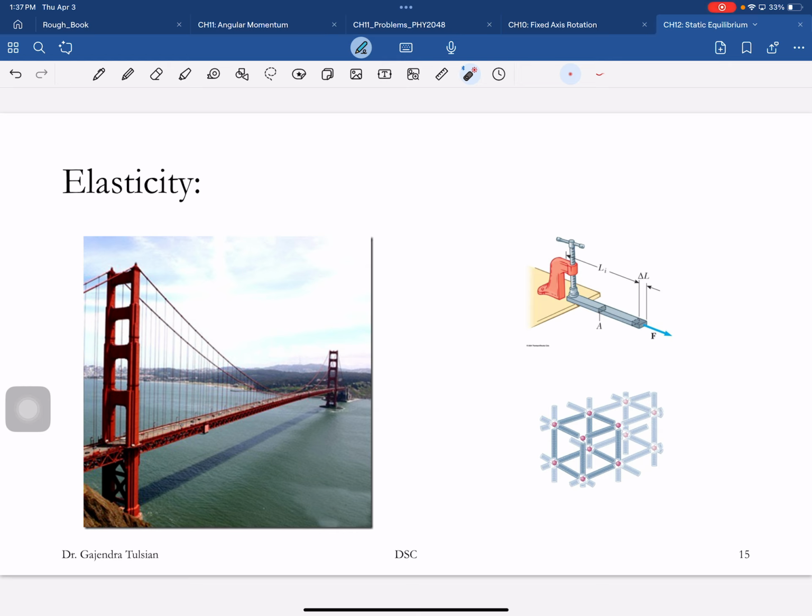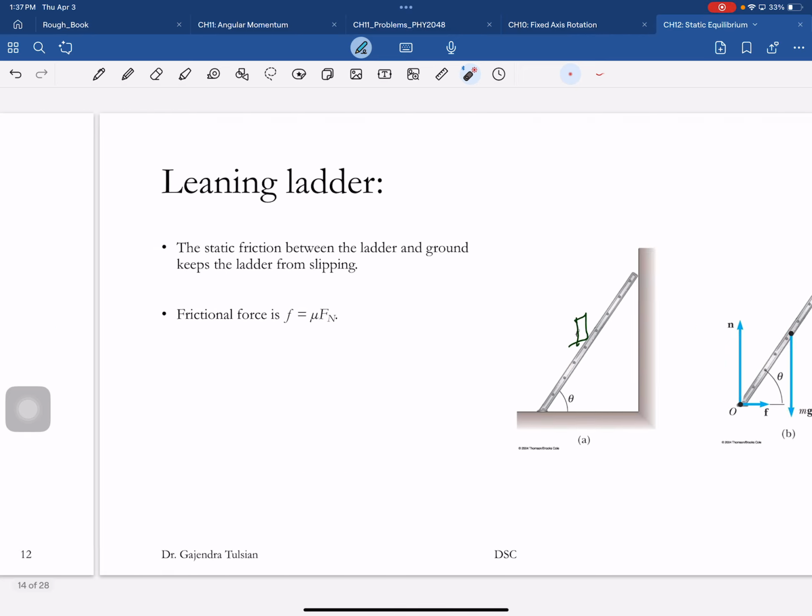That's called elastic behavior. How many times do you want that to happen? All the time. So you want your structures to behave elastically. Okay, so we'll talk about it. So that's what this chapter is about.